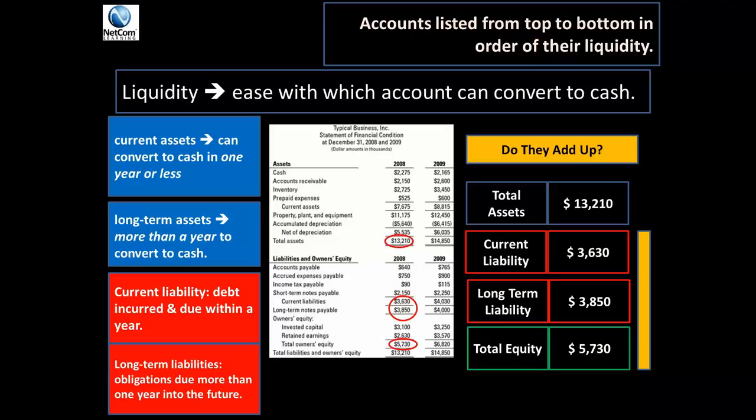So here we're looking at another balance sheet, and the total assets of our balance sheet is $13,210. In this example, we have segmented current liabilities and long-term liabilities, and we have total equity. The total asset is $13,210, we see on the top, and if we add up $3,630, the current liability, plus $3,850, the long-term liability, plus our total equity recorded at $5,730, we will see that it balances out, hence the name, the balance sheet.